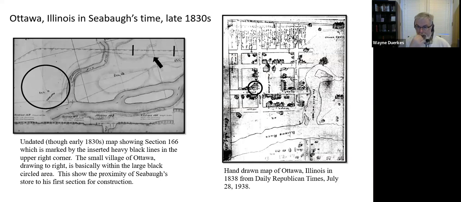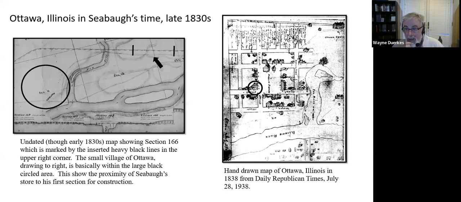Because in Seabaugh's time, we're talking about the late 1830s. The map on the left is a canal planning map, and you will see running kind of long ways with a little island, or the bigger island there, that is the Illinois River, and then shooting up perpendicularly from it is the Fox River. And that black circle there, where you see section 11, that is where Ottawa is at the time. Now, Mr. Seabaugh, if you look also on that same map on the left, up in the upper right, you'll see section 166.